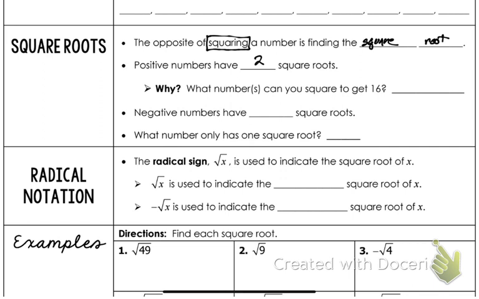What's 2 squared? 4. We're okay with that, right? What's negative 2 squared? Negative 4. What's negative 2 times negative 2? Positive 4.